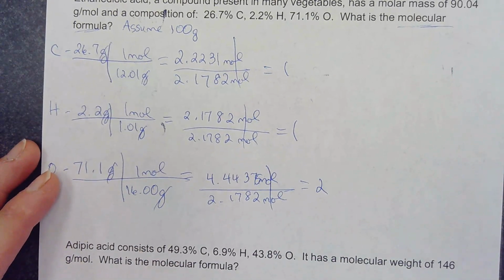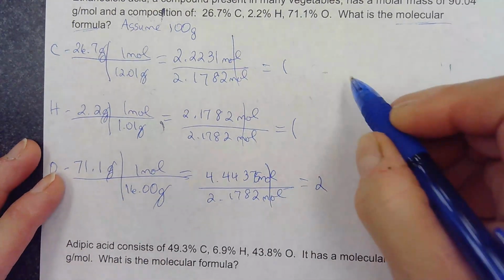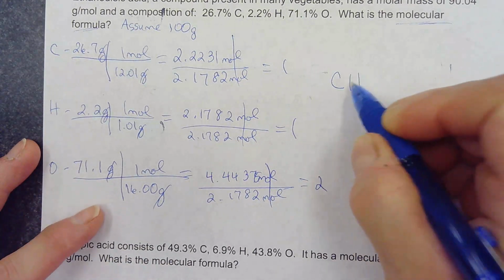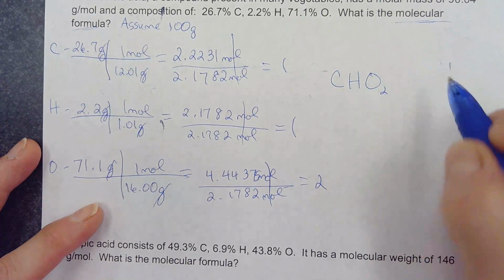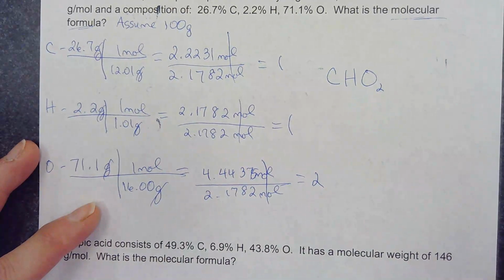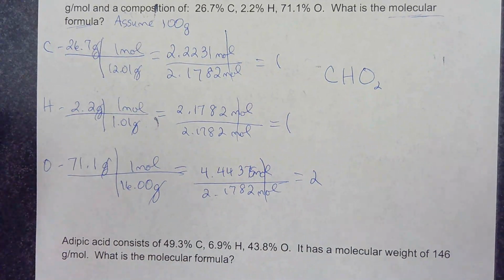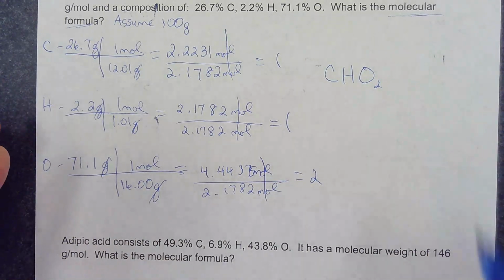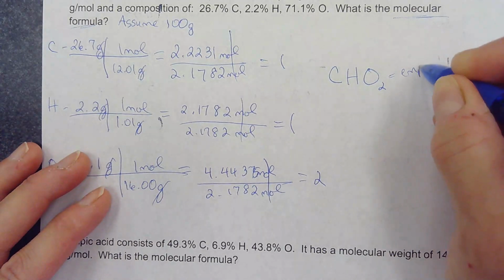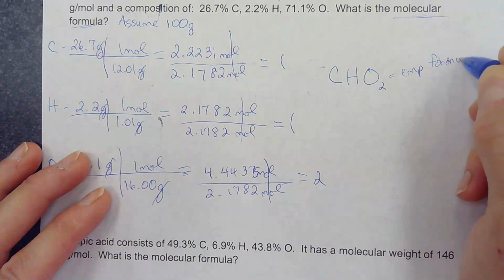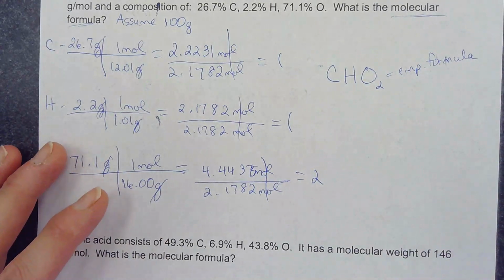So do we have a formula? What's the answer? CH what? O2. That is what? Not my final answer, is it? I mean, it might be my final answer, but I don't know that that's my final answer yet. This is the empirical formula. That's what that is.